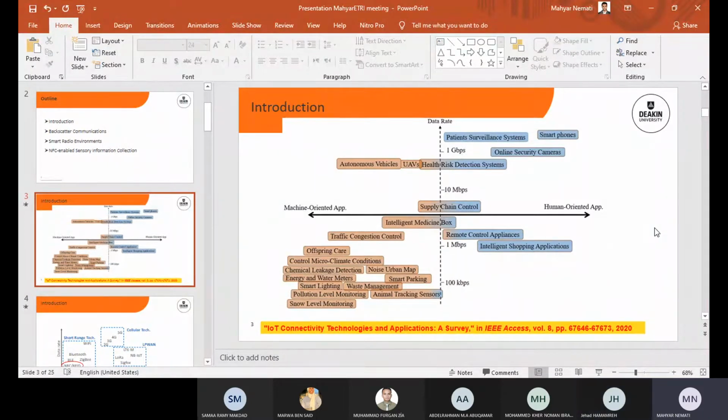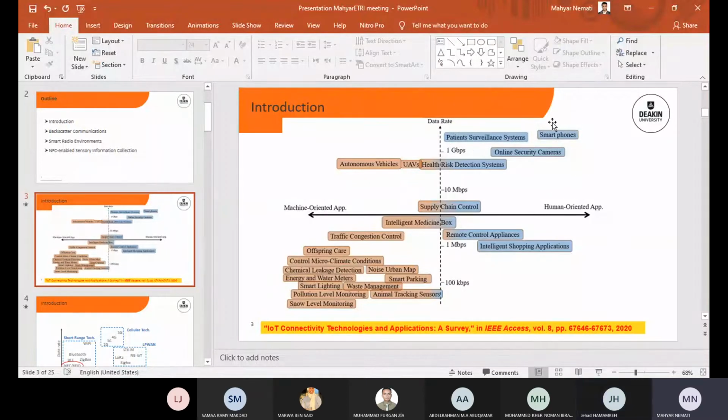So as you can see in this figure, there are some applications nominated for human-oriented applications and machine-oriented applications. This figure is taken from one of my recent papers, IoT connectivity technologies and applications, which was recently published in IEEE Access last February. The difference between human type and machine type communication mainly stands on the data rate.